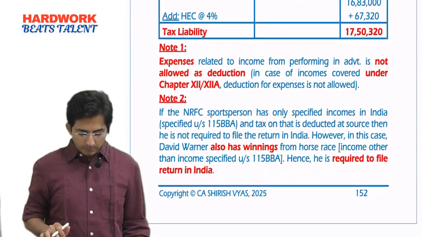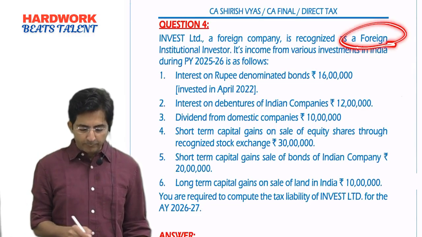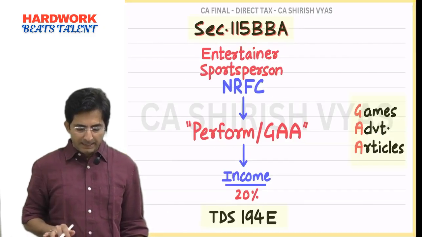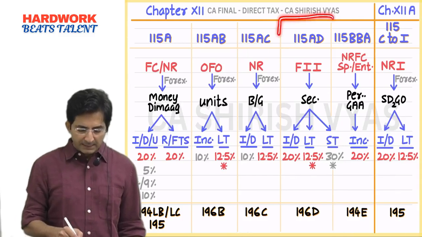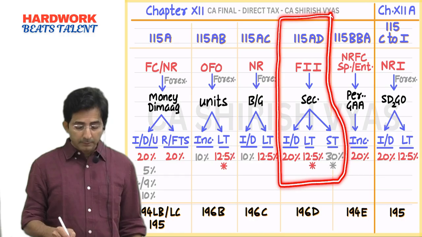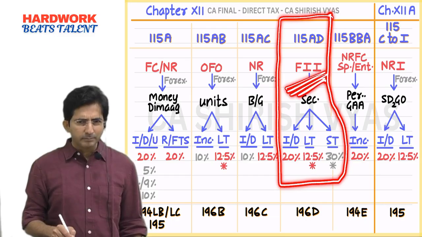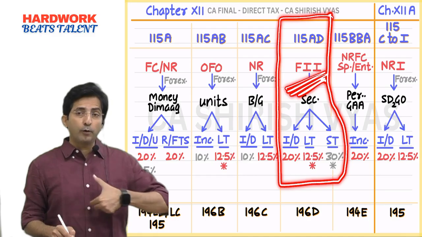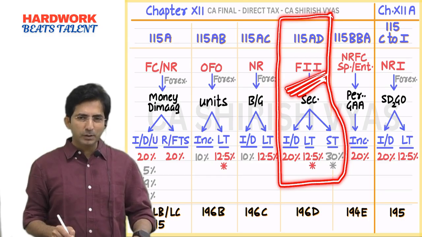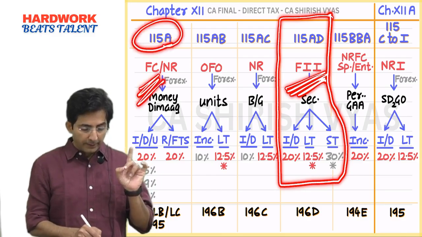Then question number 4 was homework. In question 4, it was a question on FII. Can you see FII? And once the question is of FII, what should come to your mind? Tell me fast. 115AD. But see, be careful. FIIs are what? They are foreign companies, but they have a special tag of foreign institutional investor. But basically their structure is what? Individual, HUF or some foreign company. Foreign company, so they can also become eligible for 115A.